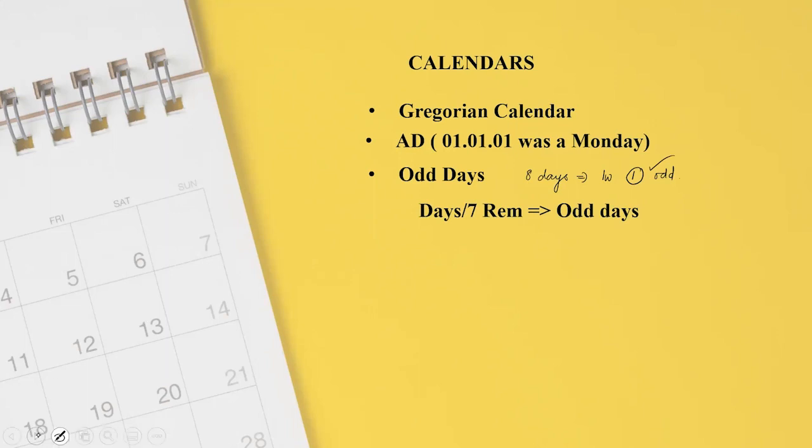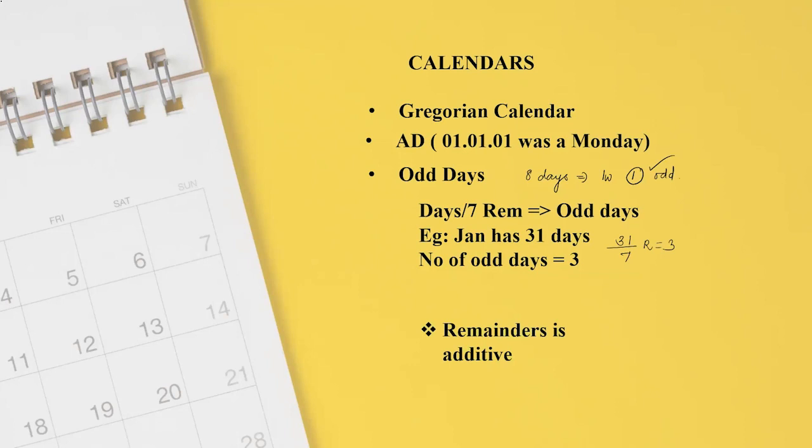Correct? Next, I have to remember how to figure out the number of odd days for any specific month or years. Here I'm just going to give you an example of a month. January has 31 days, correct? So in 31 days, how do you figure out the number of odd days? You take 31 and divide it by 7. 7 goes exactly 4 times, 28, and then the remainder is 3. So the month of January will have 3 odd days. Clear.